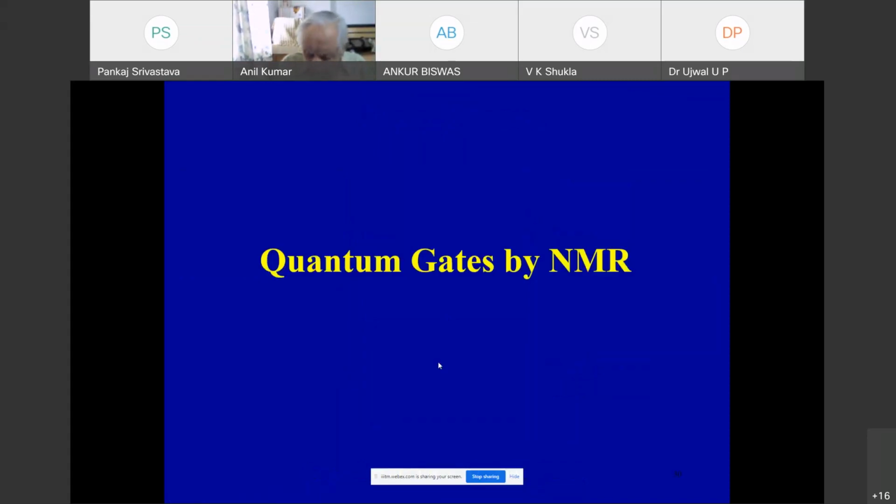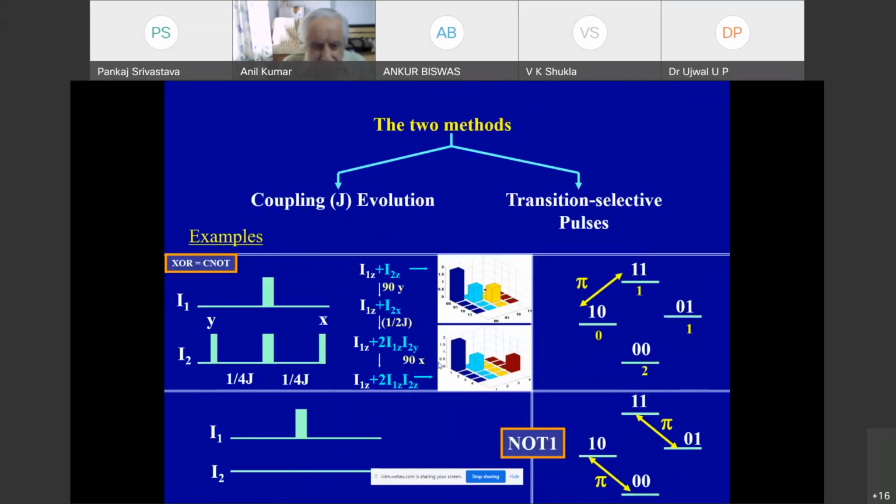Let's look at quantum gates by NMR. There are 2 methods of doing gate operation. One is the coupling evolution, and I will do a control NOT on this 2-spin system. But let me show you a control NOT if you use the transition selective pulses.